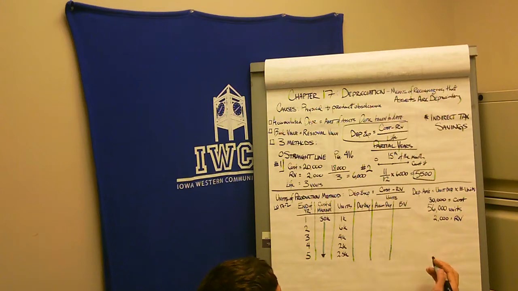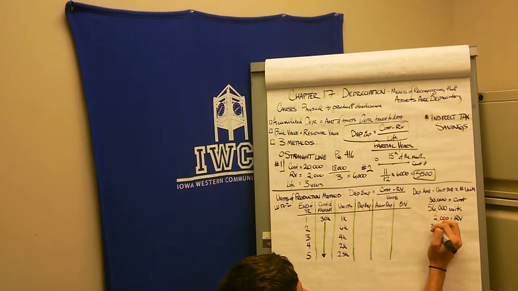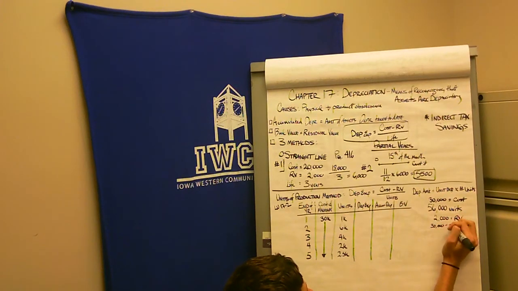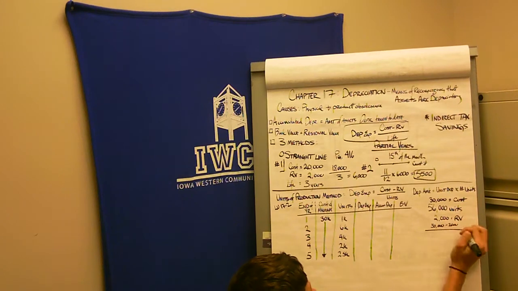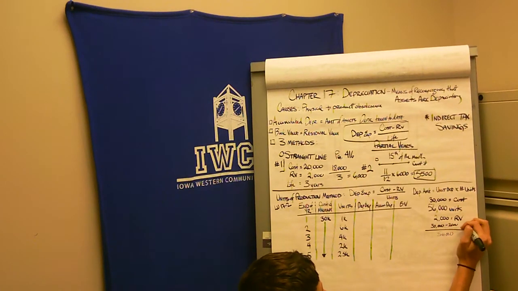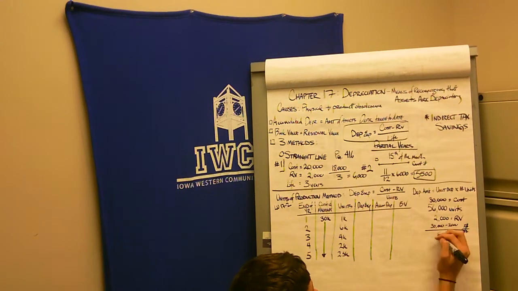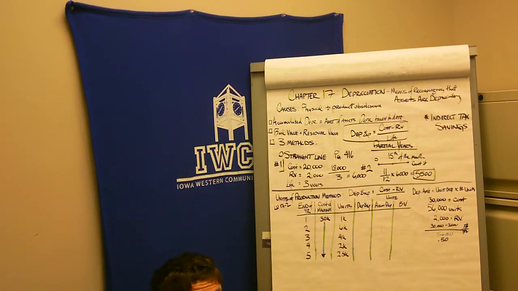Now if I plug this into our formula, so 30,000 minus 2,000 divided by 56,000 is 28 divided by 56, that's actually 0.5. So it's 50 cents a unit is what the machinery depreciates at.